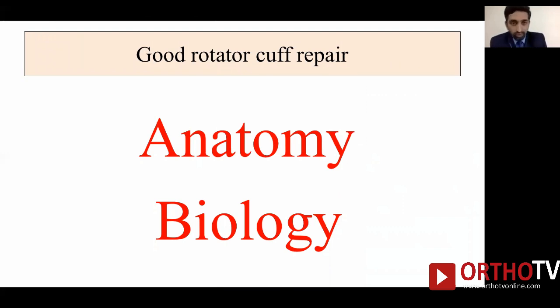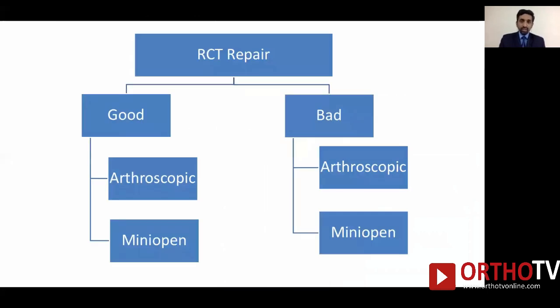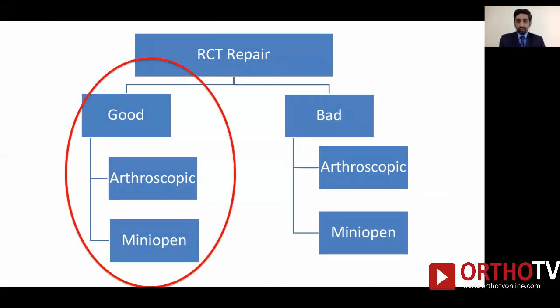So when we define a good rotator cuff repair, we need to consider anatomy and biology. The cuff should be anatomically repaired, and there has to be good biology for that cuff to heal. So a rotator cuff repair can be good or bad, and a good repair can be arthroscopic as well as mini open, and a bad repair can be arthroscopic as well as mini open. So the aim of the treatment has to be a good repair, whether you do arthroscopic or mini open. You should have an anatomical repair, and you should have good biology for that cuff to heal, and that is going to give a good result rather than which technique you are using.